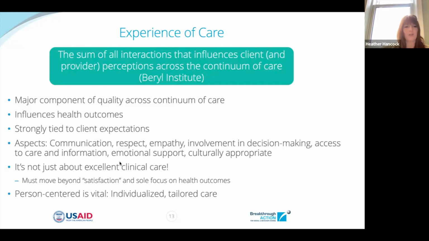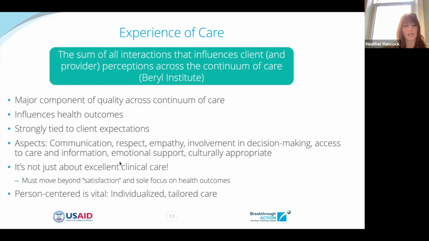And experience of care includes elements like communication with providers and other staff at a facility and how those clients are treated. So are they treated with respect and empathy? Is their care culturally appropriate? Are they involved in making decisions about their health and their care? Do they have access to the services in the first place and other information that might impact the decisions that they make and how they adhere to guidelines? And then what do their friends and family members say about the care that they've received? And do they receive some sort of emotional support during their care?